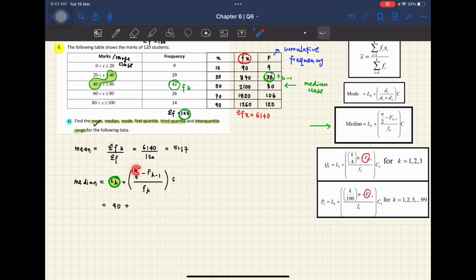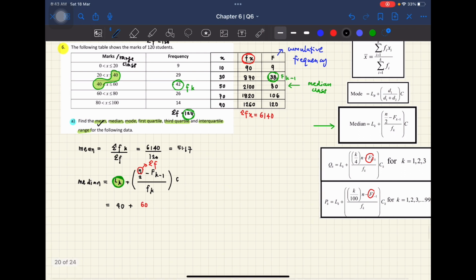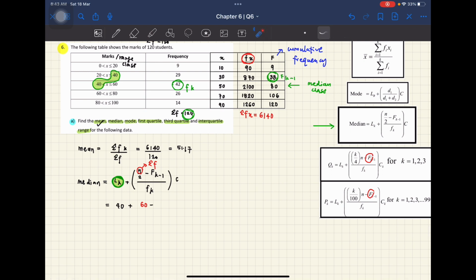N ni, this n is also refers to the total number of frequency. Ni adalah summation of f. Okay, so summation of f is equals to 120. 120 divided by 2 is equals to 60. So we get 60 over here. Okay, and then tolakkan dengan fk minus 1. So this one over here, saya dah label tadi dekat sini, which is 38. So saya akan dapat 38. Okay, and then divided by frequency of my median class, which is 42.